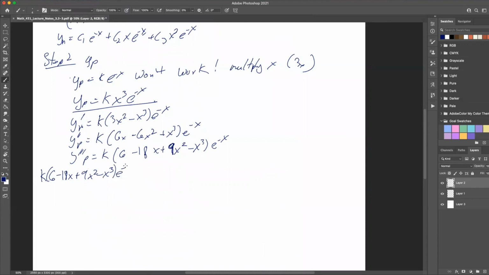Okay, so just plug all this in. So here we have what plus 3 times this one, so it'll be 3k since it's already multiplied. I won't put the extra set of parentheses. Plus 3k, 3x squared minus x cubed, e to the minus x, plus x cubed, e to the minus x. And all this is going to equal 30 e to the minus x. And so here, the e to the minus x terms cancel.